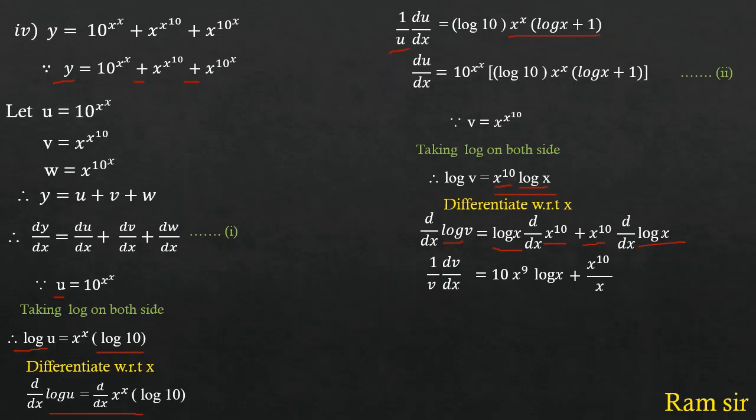So in next step you can cancel x and x raised to 10, एक x कम हो जाएगा न्यूमरेटर में से, and shifting value of v on right gives you dv by dx is equal to x raised to 10 multiply by 10 into x raised to 9 log x plus x raised to 10 upon x को जो हमने simplify किया by cancelling 1 x, we are getting x raised to 9, which becomes your equation number 3.